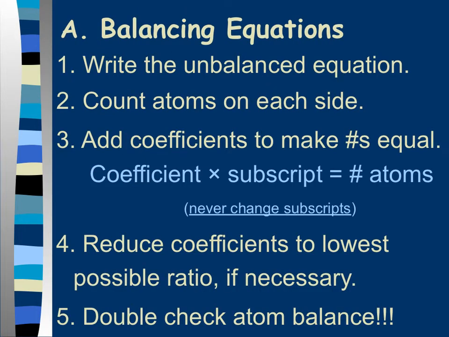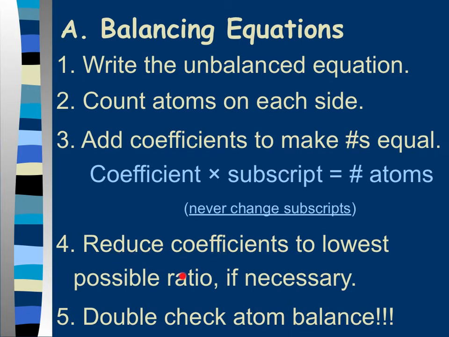So this is the gist of what rules we need to use. First, you write your unbalanced equation. Then you're going to count the atoms on each side. Third, you're going to add coefficients to make equal numbers. So the coefficient times the subscript is equal to the number of atoms. Notice you never ever change those subscripts. You're already dealing with a certain molecule that you're either putting in or getting out. You're not going to change that. Changing the subscript would change the molecule. You're changing the amounts you're putting in to what you're getting out.